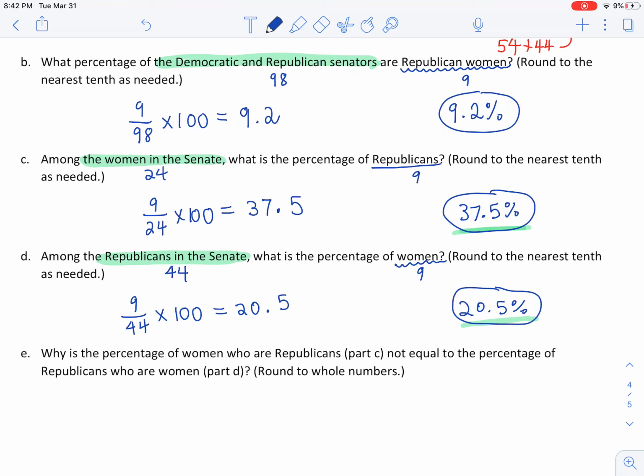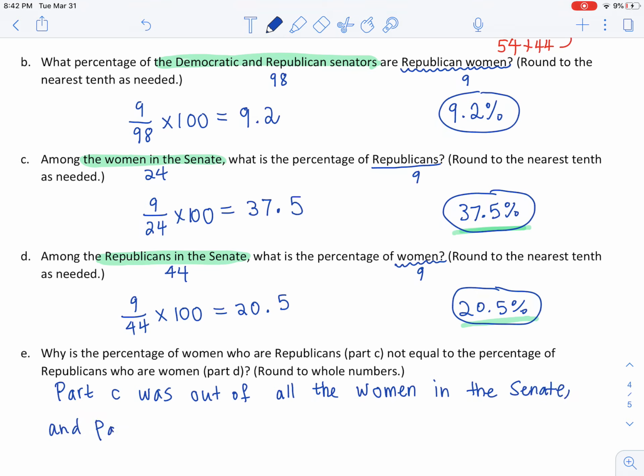But if you were to give them a reason, we can say, part C was out of all the women in the Senate, and part D was out of all the Republicans in the Senate.